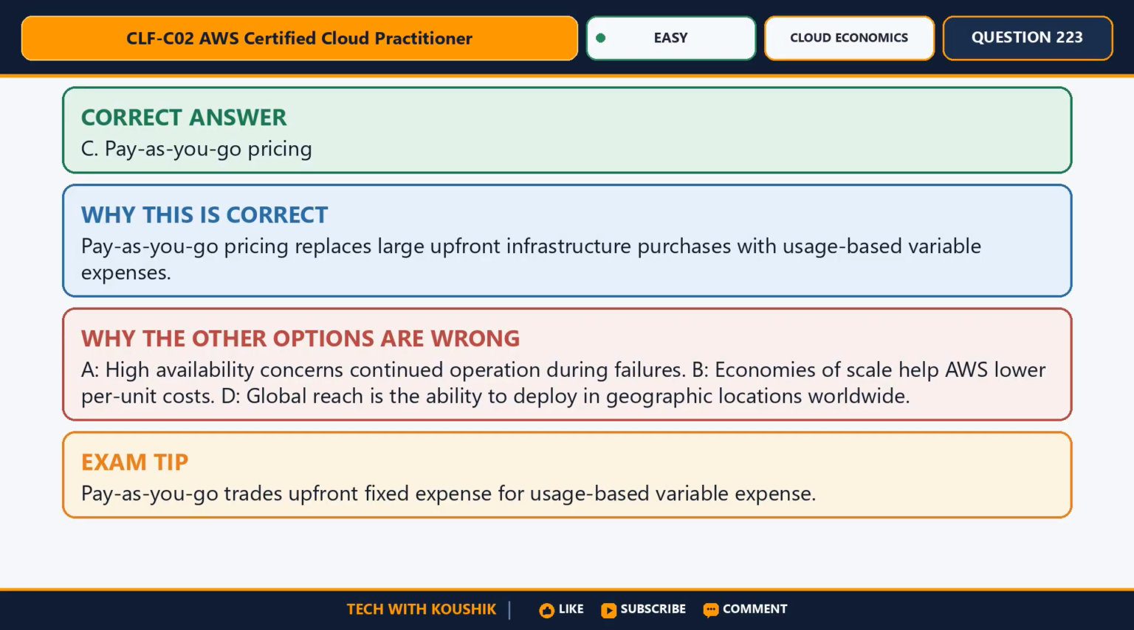The correct answer is C. Pay-as-you-go pricing. Here is why. Pay-as-you-go pricing replaces large upfront infrastructure purchases with usage-based variable expenses. Why are the other options not correct?